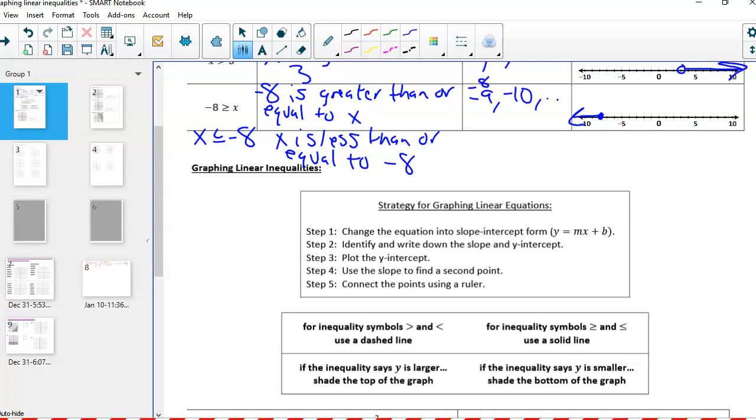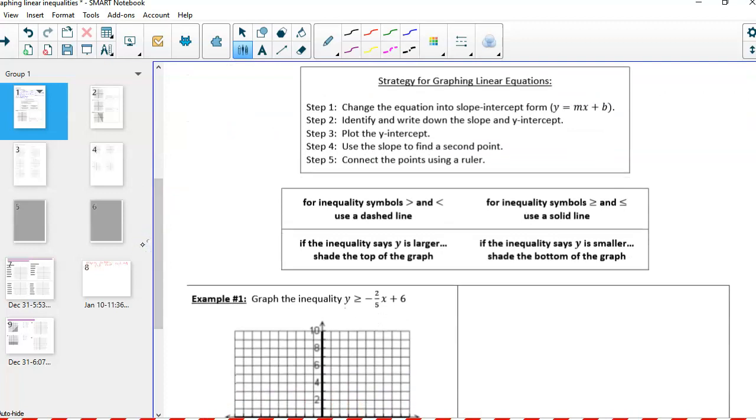Use this to find the second one. We're going to keep finding points. Just keep going. When we graph these inequalities, it'll be very similar to how we graph lines. The only difference is the inequality changes some of the aspects of the line.